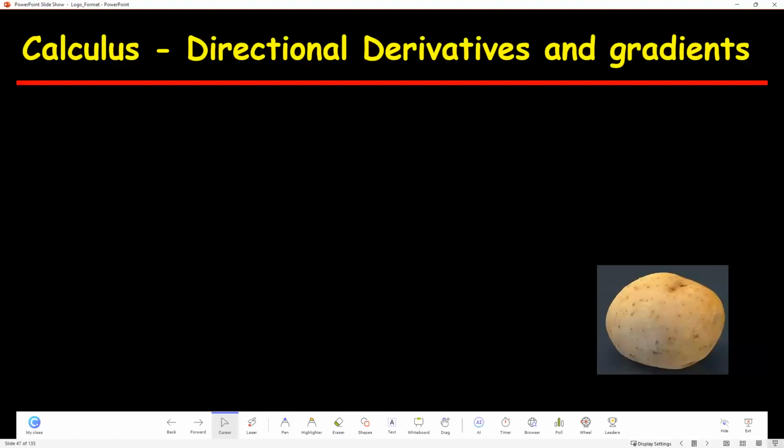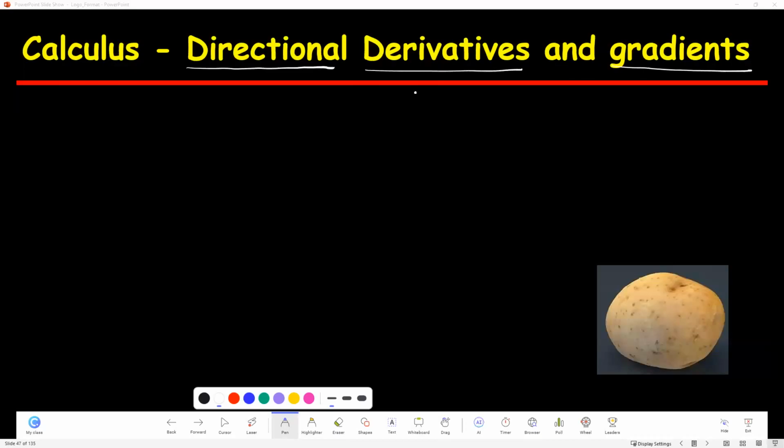Alright, I'm sharing a screen which is definitely showing you a potato, and it says directional derivative and gradient. Before we start this topic, let me give you a brief introduction of what we're going to be discussing. What is meant by directional, and what do you mean by gradient? Derivative, you know, is a rate of change, or change per unit of another variable. It could be time, it could be another variable. So what is a gradient? We're going to talk about that.